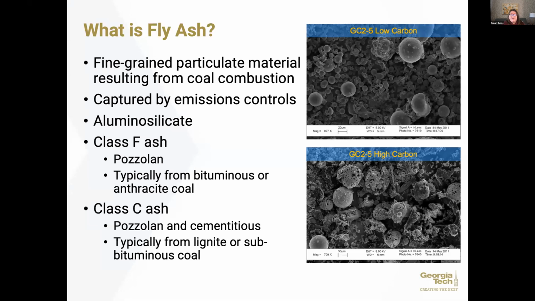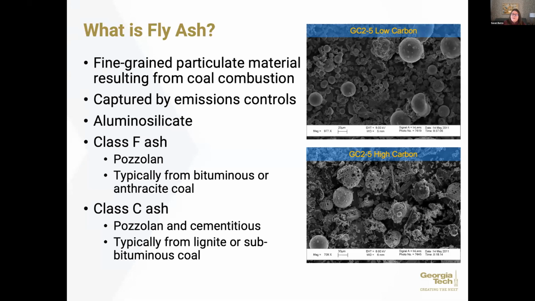And when you think about fly ash, you'll see that we generally divide these into two primary categories. First of all is class F fly ash, which is a pozzolan. And we typically obtain, these are loose categories, but typically we obtain class F fly ash from bituminous or anthracite coal. We also have class C fly ash, which is a pozzolan and cementitious. So it's self-cementing properties in class C ash. And typically we get this ash from lignite or subbituminous coal.